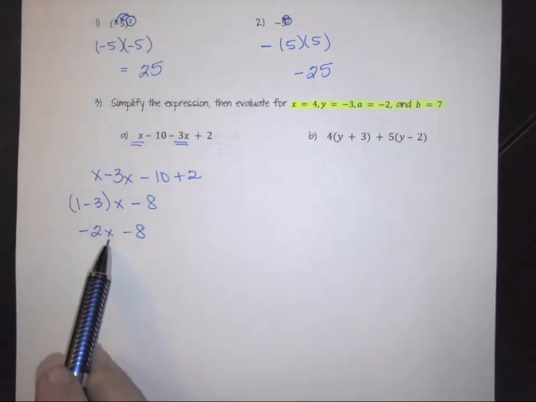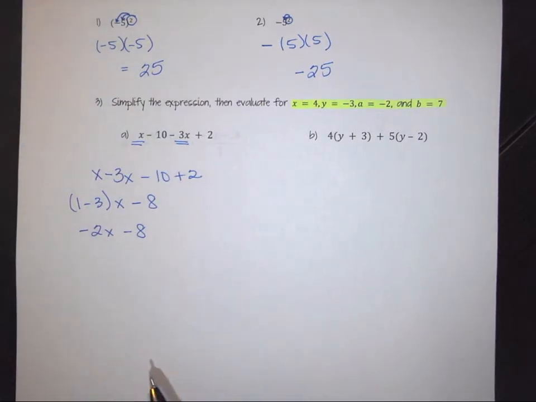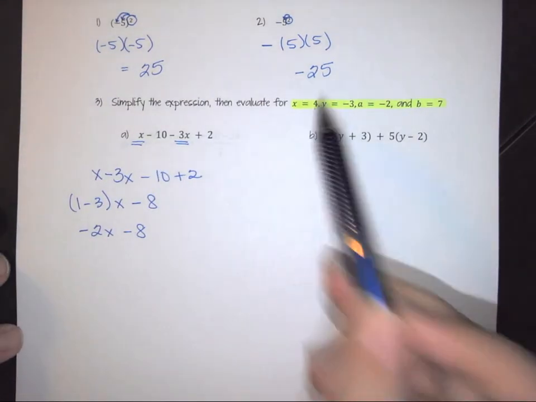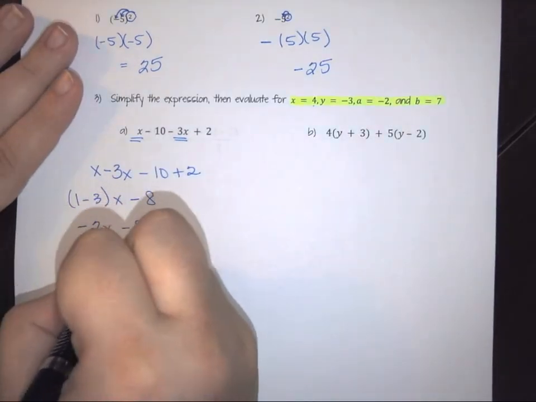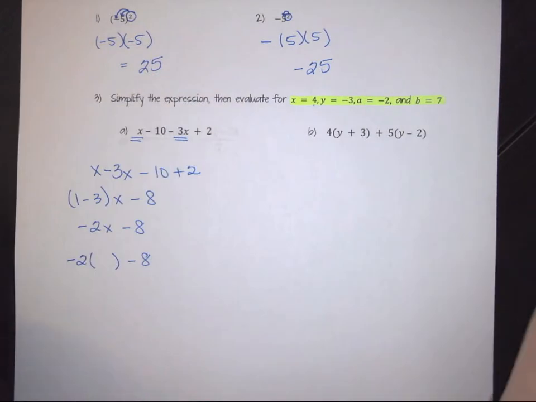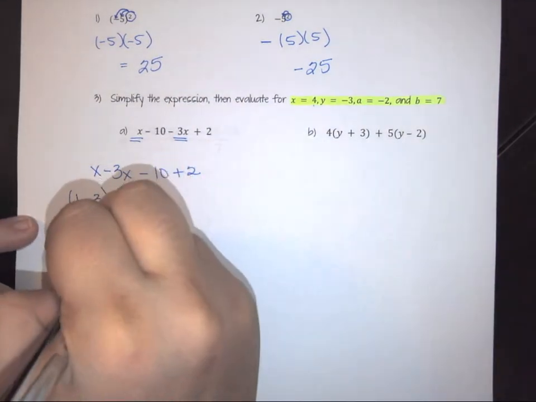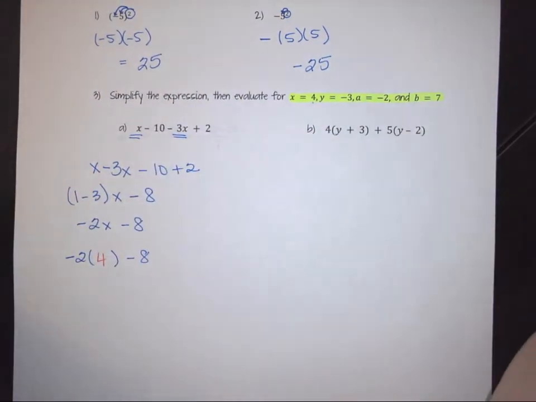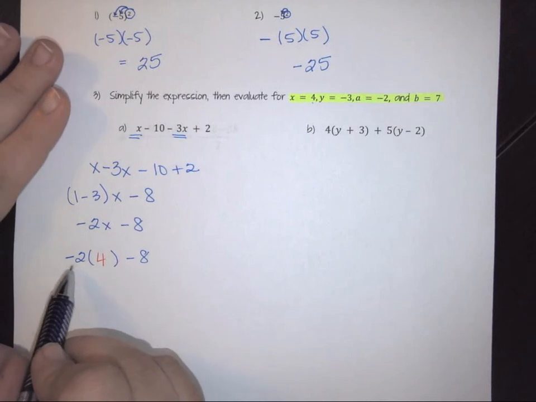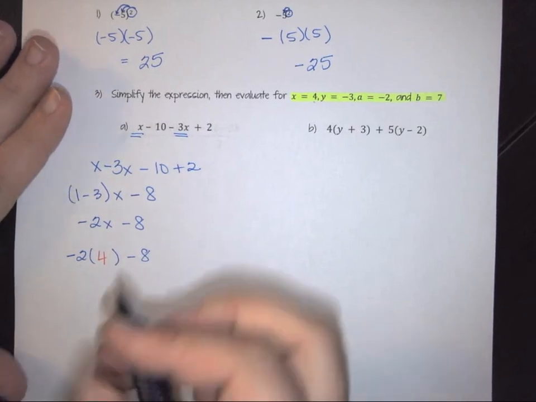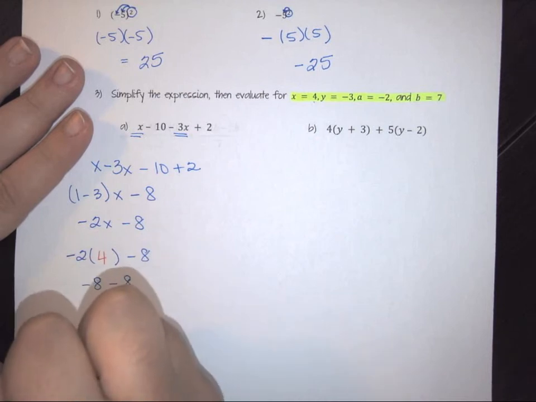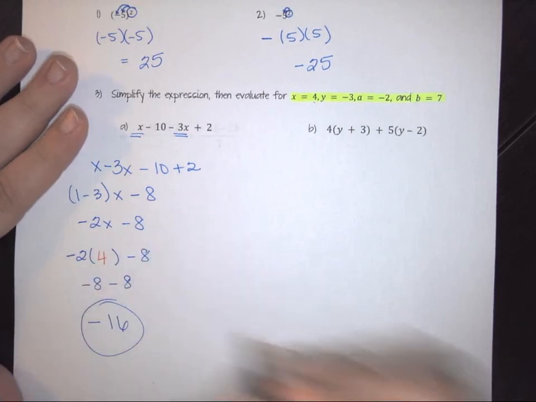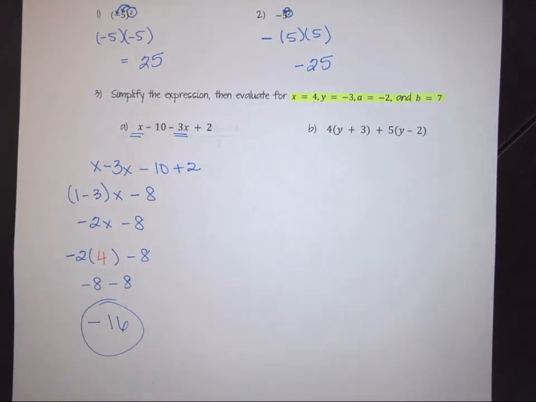And if you notice here, the only variable I have is an x. And I'm telling you that x is 4. So this is going to be negative 2 times, and in this case I'm telling you x is 4. So I have negative 2 times 4, which is a negative 8, minus 8 gives you a negative 16. And that is how you evaluate.